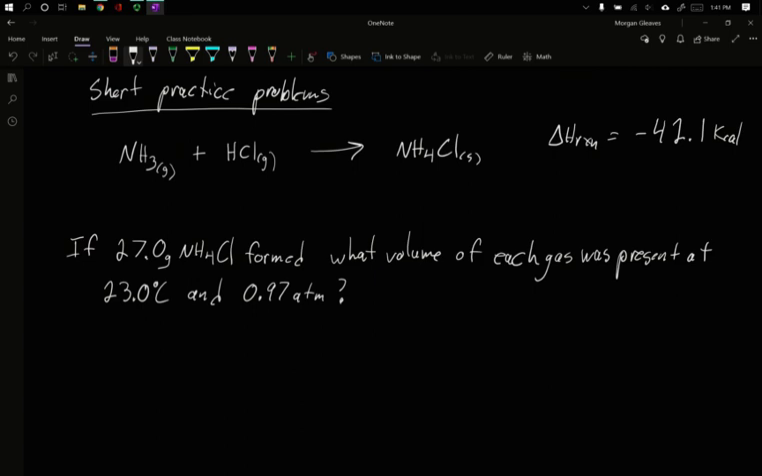In our case, we collect that solid, and we find that there is 27 grams of ammonium chloride that is formed. What we want to know was what volume of each of those gases must have reacted. How much must we have used if the gases were at 23 degrees Celsius and 0.97 atmospheres? So this involves a balanced reaction, stoichiometry, molecular masses, and gas laws. Go ahead and pause, give this a try, and see if you can find the volumes of those two starting materials.